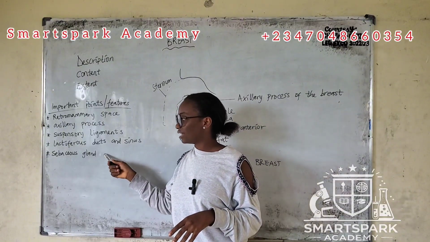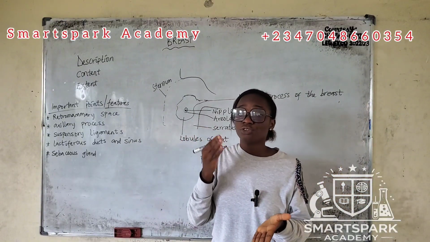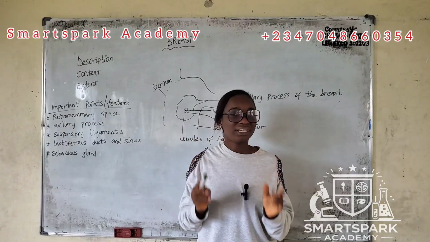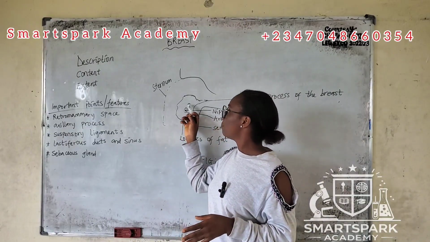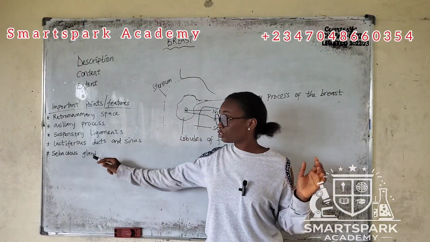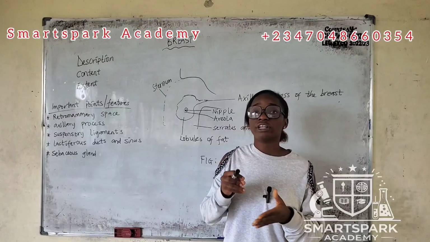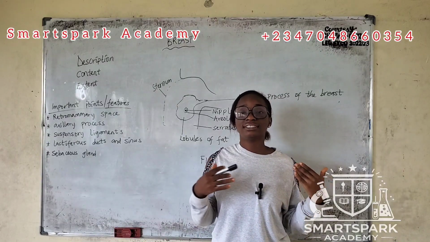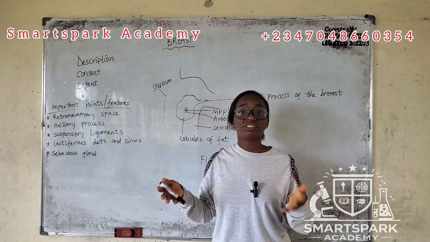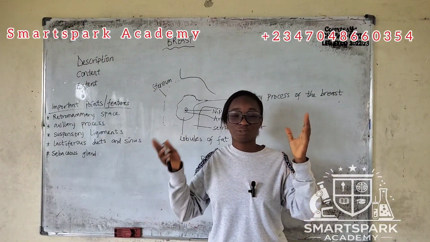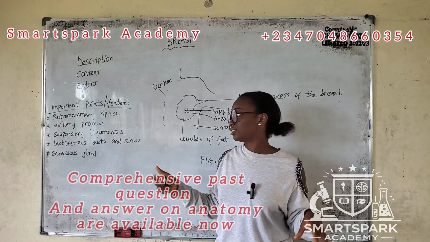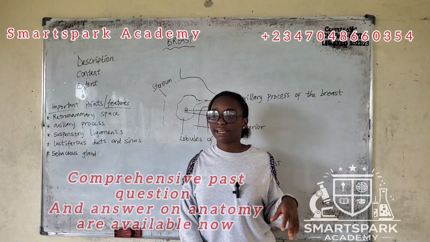I want you to note that the breast is a modified sweat gland. Now, the nipple has sebaceous glands. The sebaceous glands secrete an oily substance which lubricates the nipple and the areola. As I've noticed sometimes, especially towards your ovulation or your menstrual period, you notice that your nipple is kind of oily and shiny. That is the effect of these sebaceous glands.